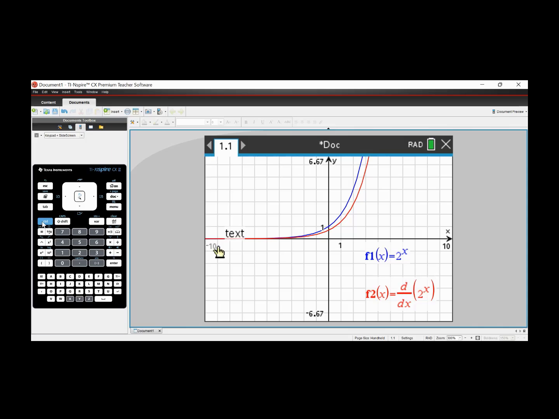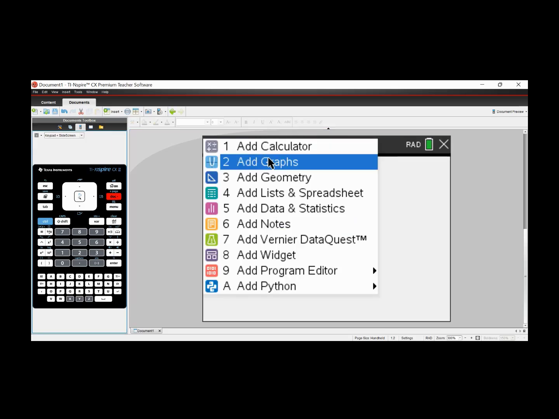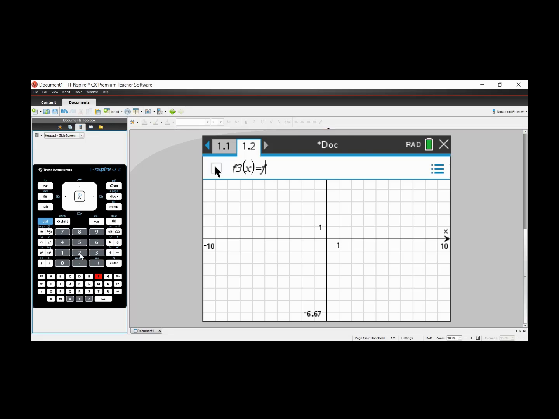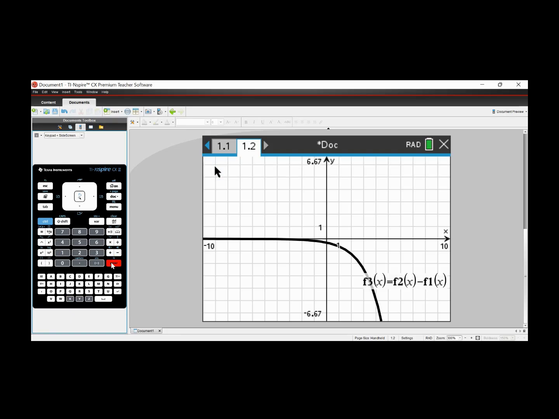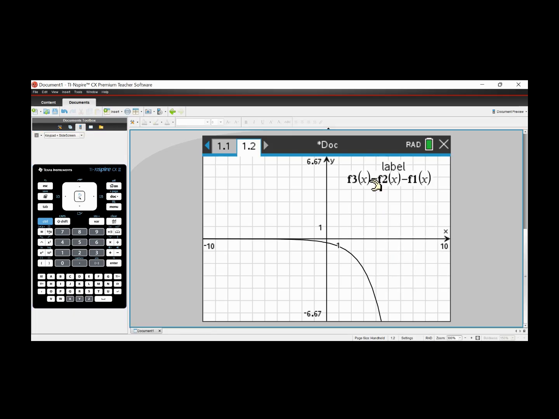So with that in mind, I'm going to add a page. In F3 of x, I'm going to graph F2 of x minus F1 of x to see if their distance is constant. Their difference is not. It starts out very small, but then their difference gets much bigger in the negative direction, meaning F1 is bigger. So if we switch this around, then it would be an increasing graph. So their difference is not constant.